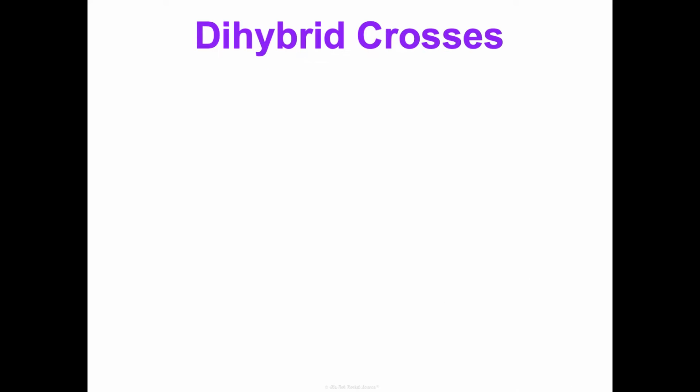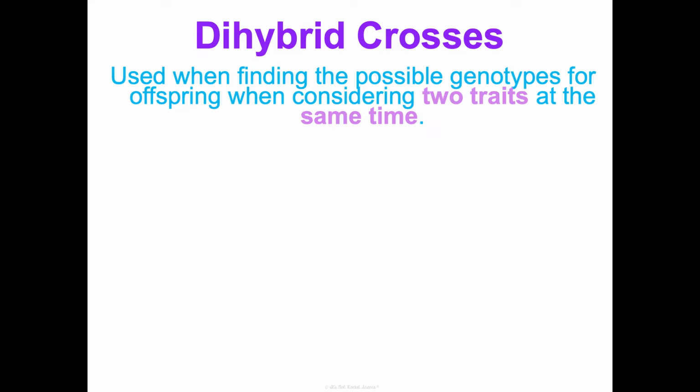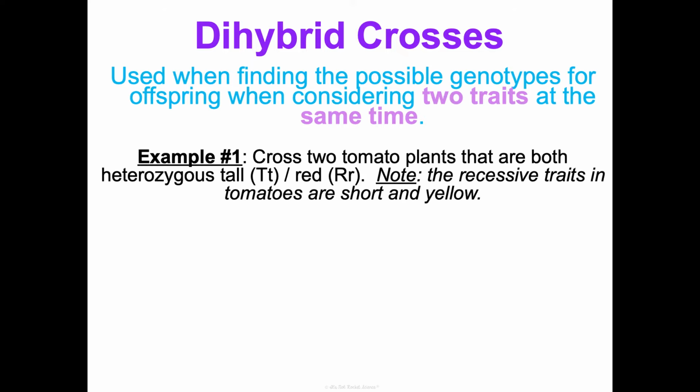Okay, last thing I want to mention for my non-honors students, and then I'll go a little bit further with honors, are dihybrid crosses. So we're going to break this up in class over several days so it isn't overwhelming. But we're going to do dihybrid crosses when we're finding the possible genotypes for offspring, when we want to look at two traits at the same time. So for example, what's the likelihood that you get brown hair and blue eyes from your parents, or blonde hair and blue eyes? So our first example we'll work together is we're going to use tomato plants that are tall and red.